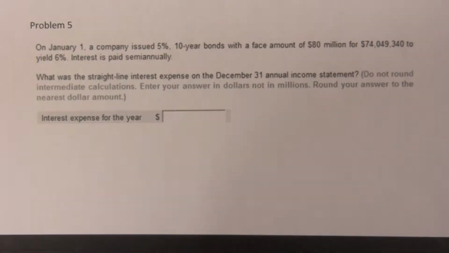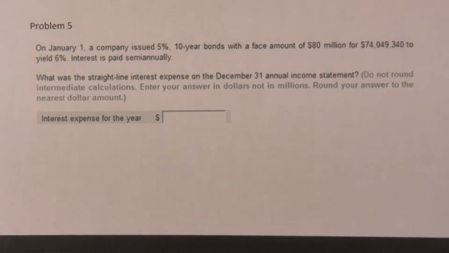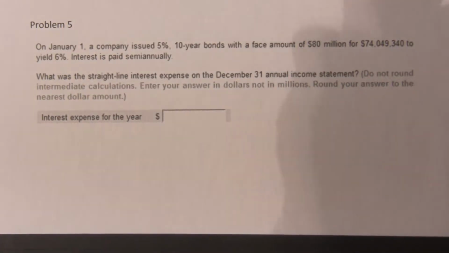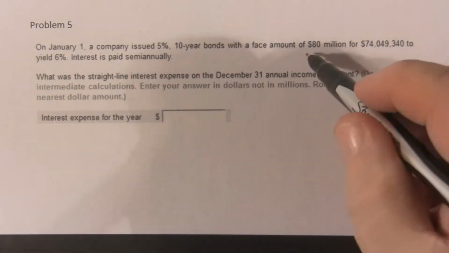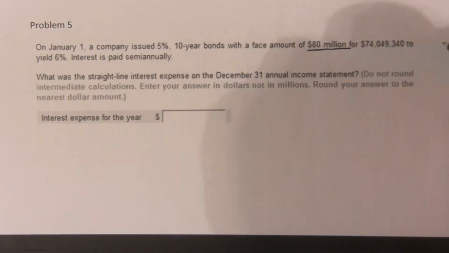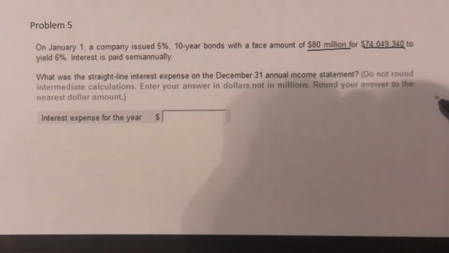Okay, problem 5 is one part computational, one part interpretational. Let's do the interpretational first. First thing we need to figure out is $80 million worth of bonds were sold for $74 million. So we need to figure out the total amount of discount.